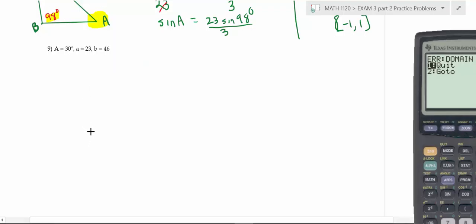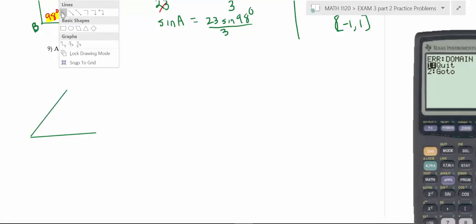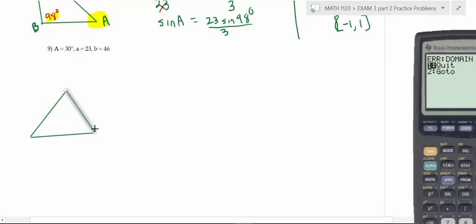With this one, let's try to draw this to scale the best we can. I'm going to go ahead and just draw out an angle A, since that's given, as 30 degrees, and we'll just draw a possible triangle. If it's not drawn to scale, it doesn't matter. So I'm going to label everything. This is A, and A is given as 30 degrees. Then I am going to call this B. So the other parts of the triangle we're given: a is 23, and b is 46.